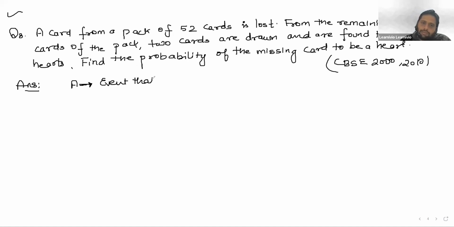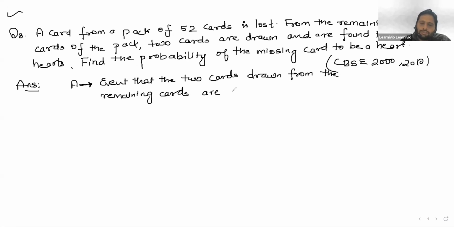Event that the two cards drawn from the remaining cards are heart. Is it clear, Nabil? Yes, sir. Okay. I hope, Atif, Huzaifa, this is clear to you. Now, Nabil, can you tell me what is E1 here? What is E1?